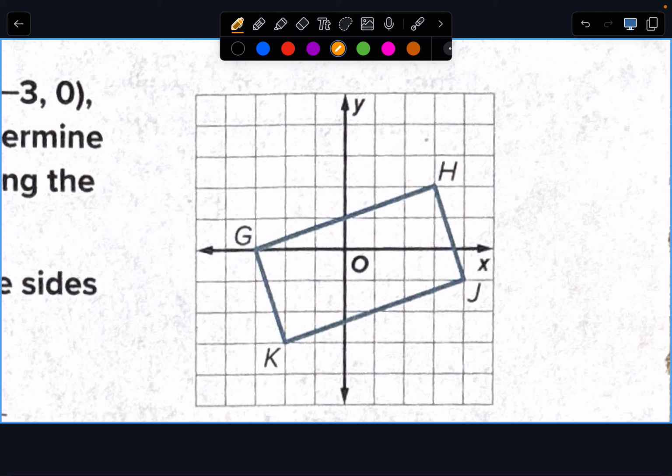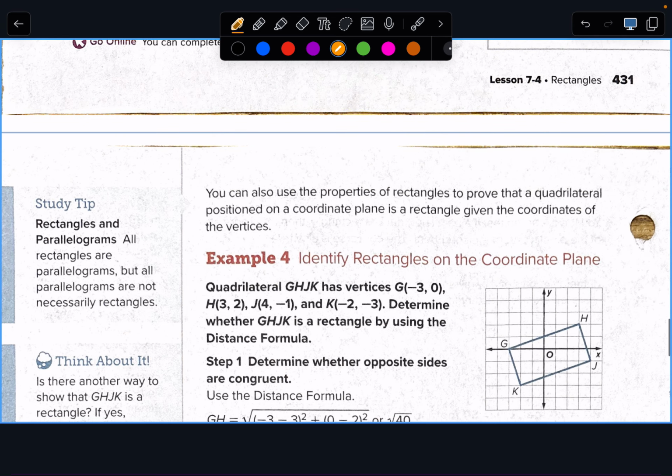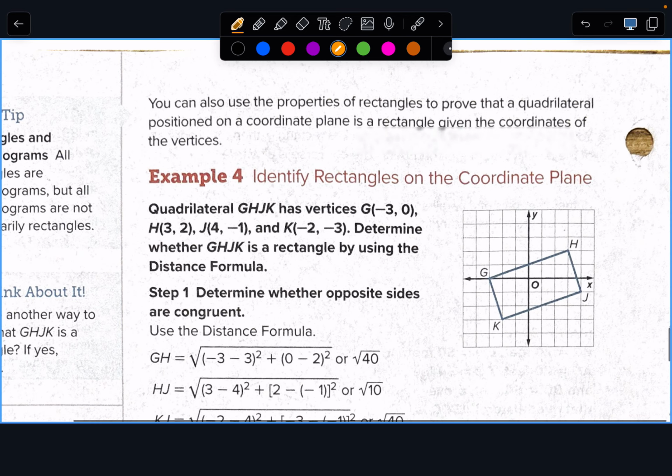What would we need to do to figure out if the diagonals were congruent? Distance formula, or the Pythagorean theorem. We would use the distance formula, but we're not going to do that. You would have to know this distance and this distance, and then you could do the Pythagorean theorem. The midpoint would help you with making sure it's a parallelogram.